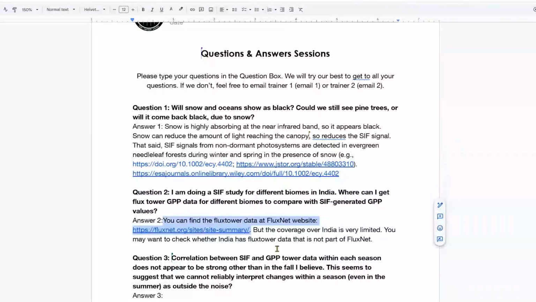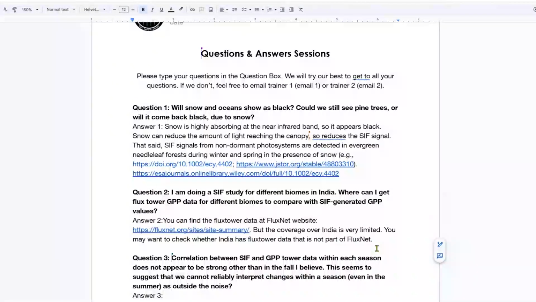Great. Let's go on to the second question. I'm doing a SIF study for different biomes in India. Where can I get flux tower GPP data for different biomes to compare with SIF-generated GPP values?